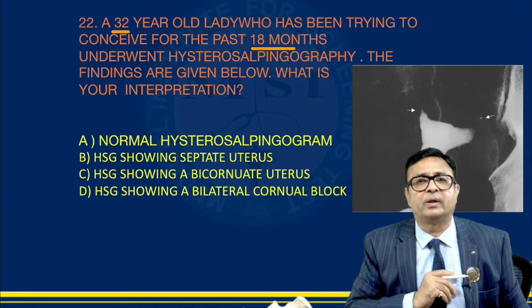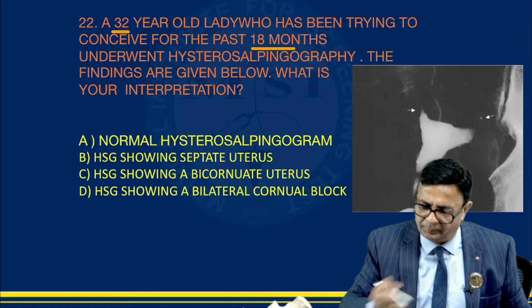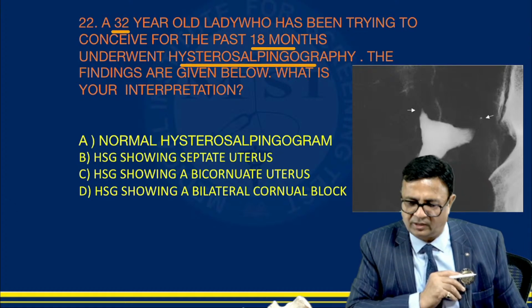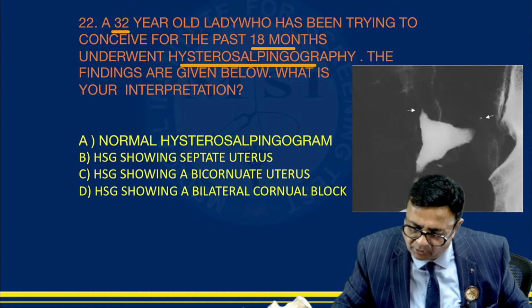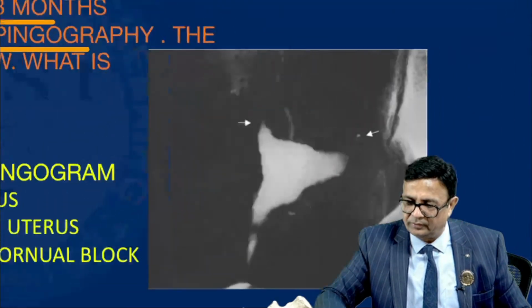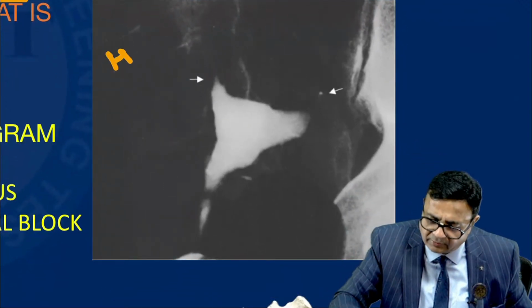She has been trying to conceive for the past 18 months. She underwent hysterosalpingography, that is HSG. The findings are given below. What is your interpretation? This is the HSG image which is given here. And what is this HSG image?